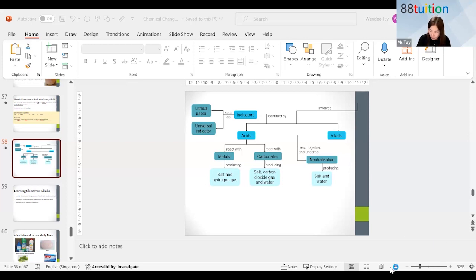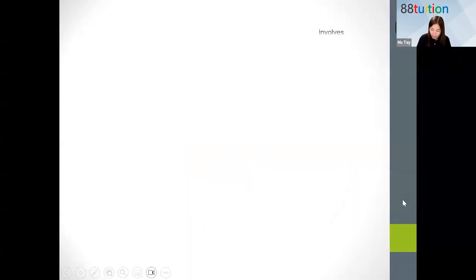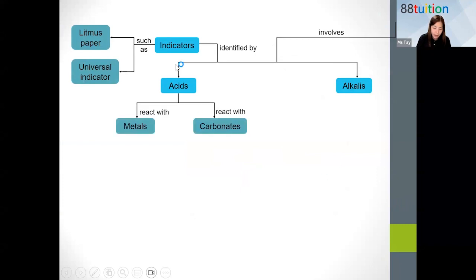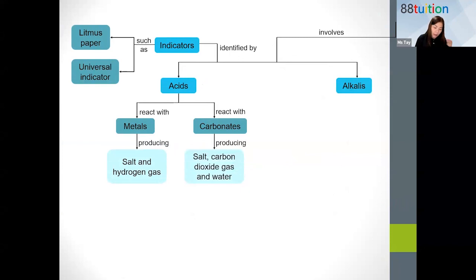Right. So last lesson, what did we cover? We actually covered the section on acids. So this is actually a concept map. So we talk about acids, right? We have not done indicators yet. We have done acid. Acid reacts with metals to give you salt and hydrogen gas. This you are already familiar with. Then acids react with carbonates to produce a salt, then carbon dioxide gas and water.